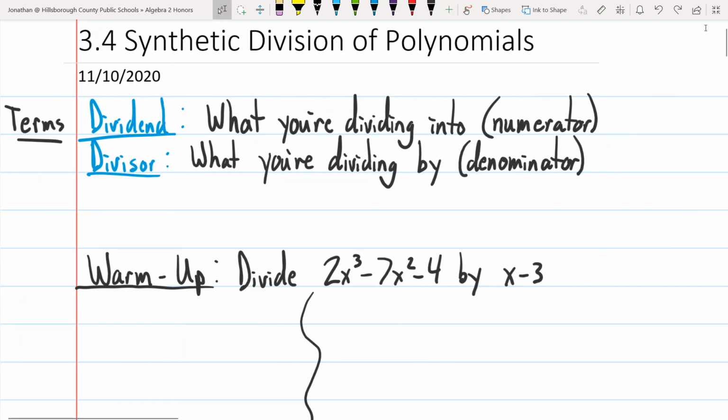Okay, this is synthetic division of polynomials. This is a different type of division for some polynomials. We can only use it sometimes, but it's really useful and a lot quicker than long division. So two things you need to know, dividend and divisor. Dividend is what you're dividing into, which in this case for the warm-up would be this one right here. Divisor is what you're dividing by.